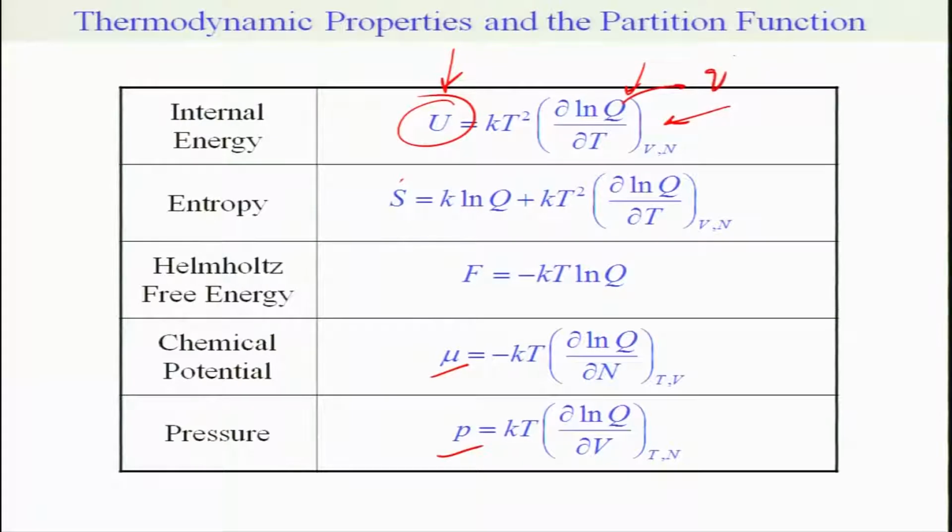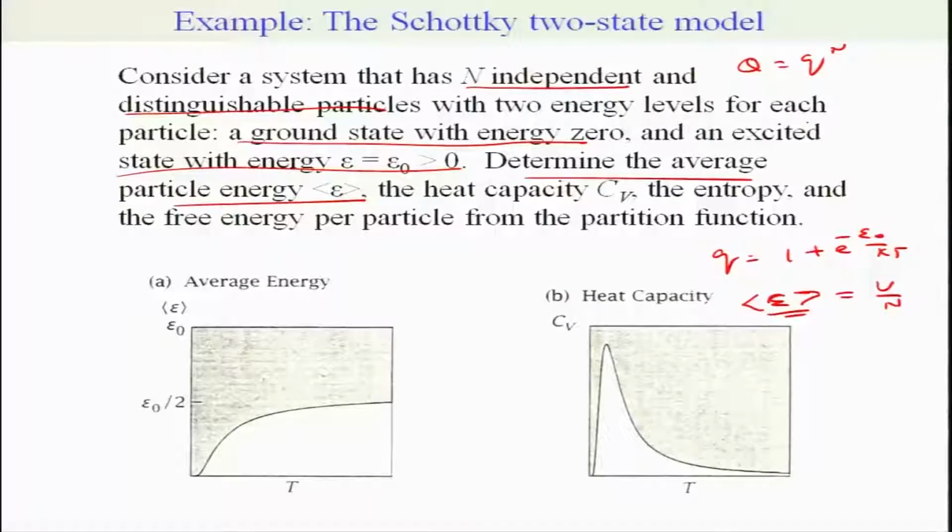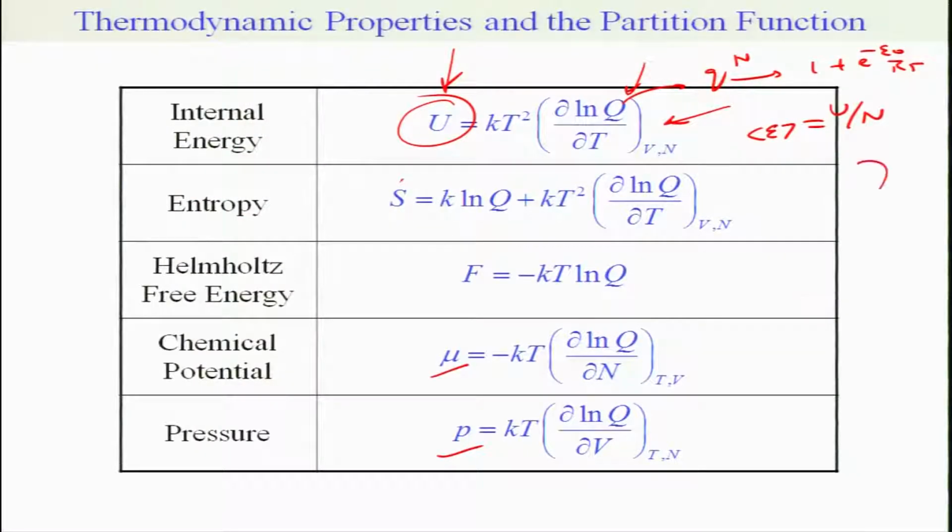We plug q into the expression, where q is 1 plus e to the power minus epsilon 0 by kT, and from here you can obtain the expression for u by N, which is the average E. Similarly, you can try to get the heat capacity, entropy, and free energy per particle from this exercise, using the expressions here.